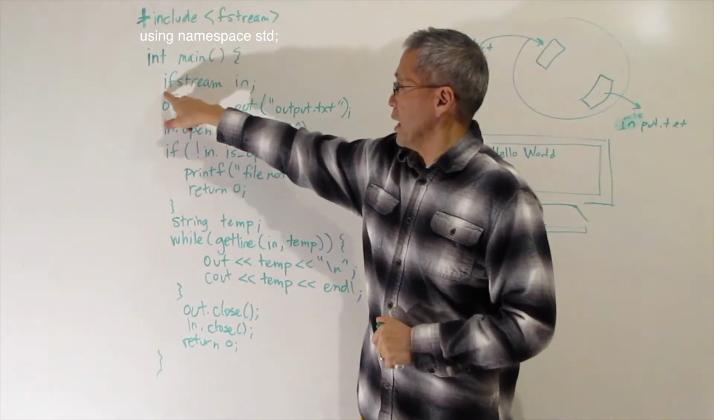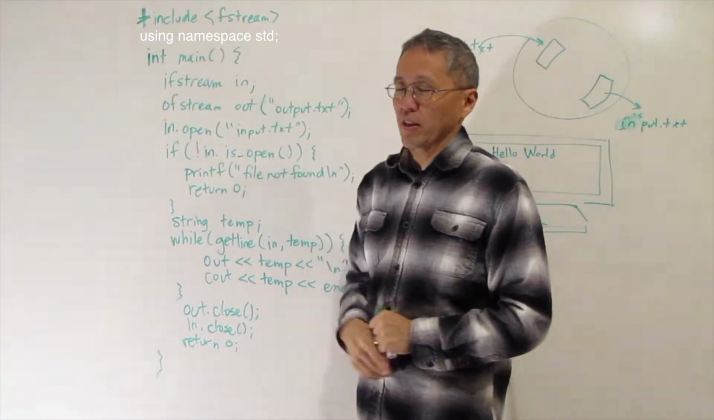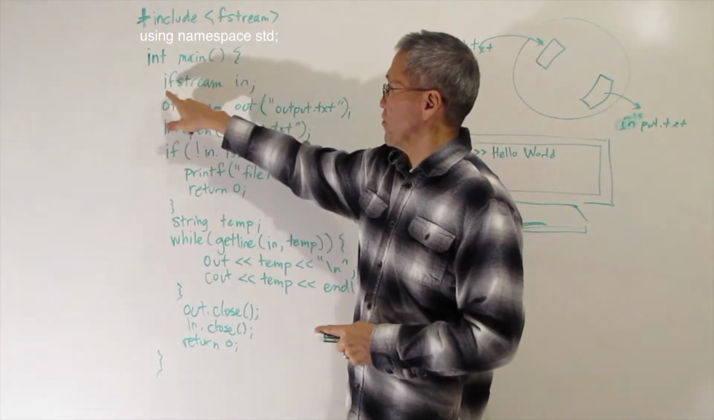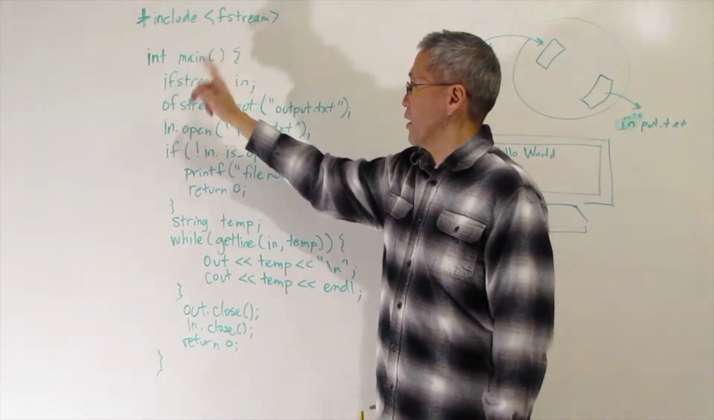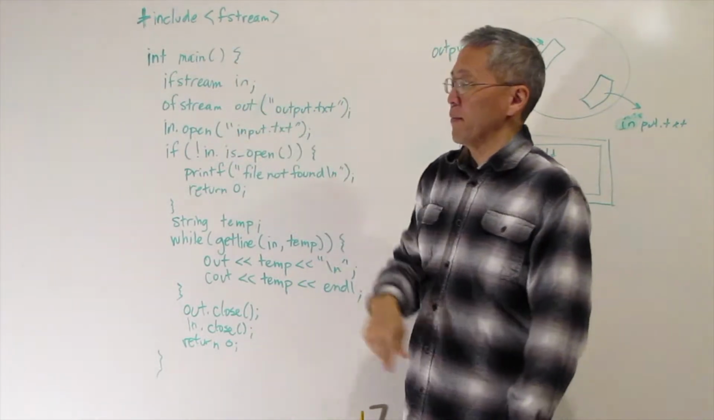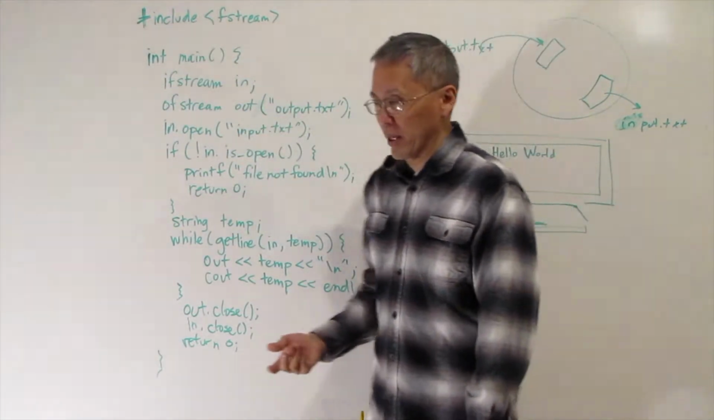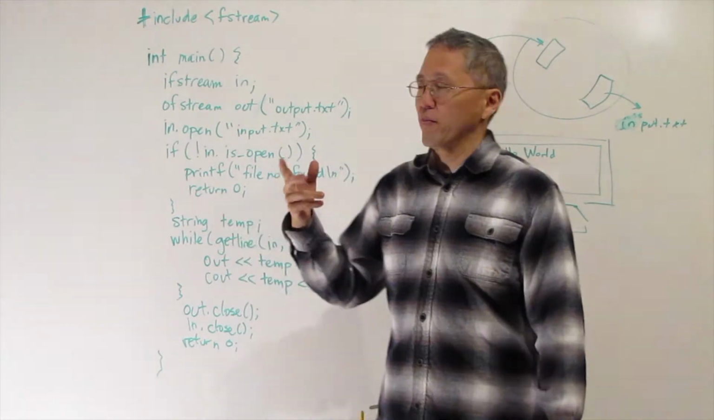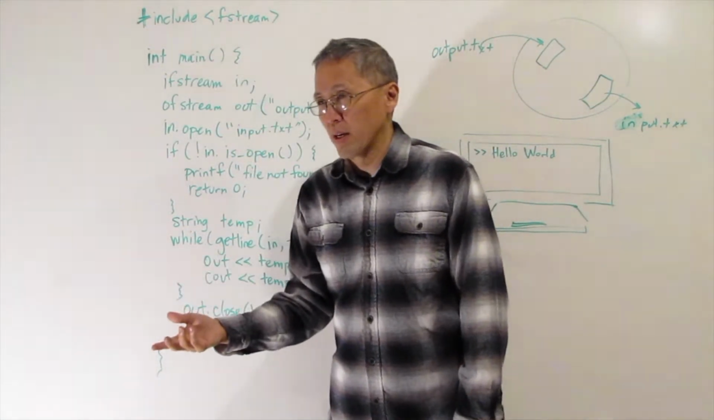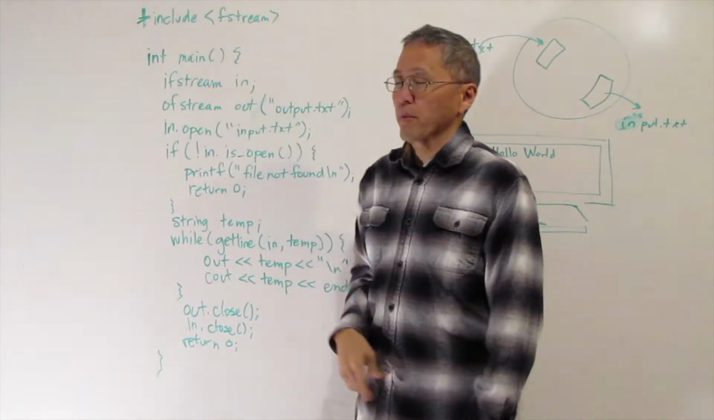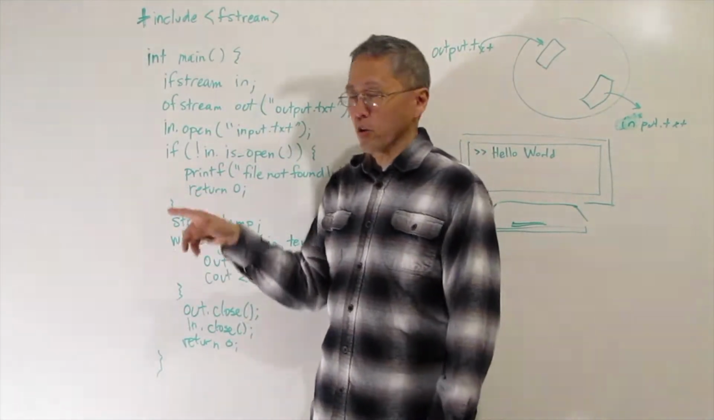And I have my ifstream. If you think of this as ifstream, or input file stream, that's the easiest way to read it. I'm just going to declare it just like I do any other variable. And as you know, variable names have to start with a letter or an underscore. They can't start with a number, but they can have letters, numbers and underscores in the name.